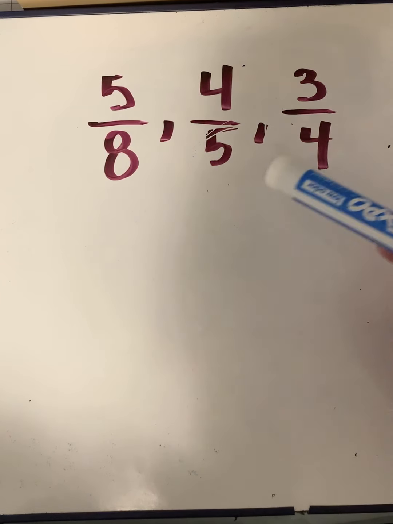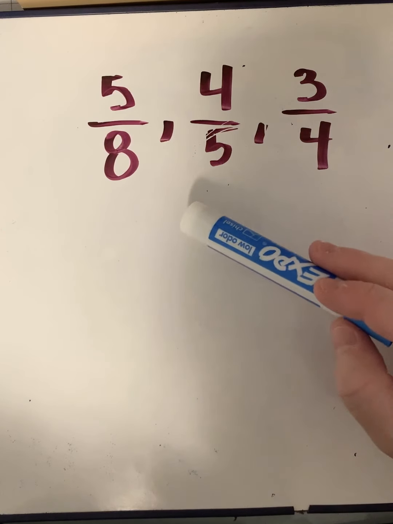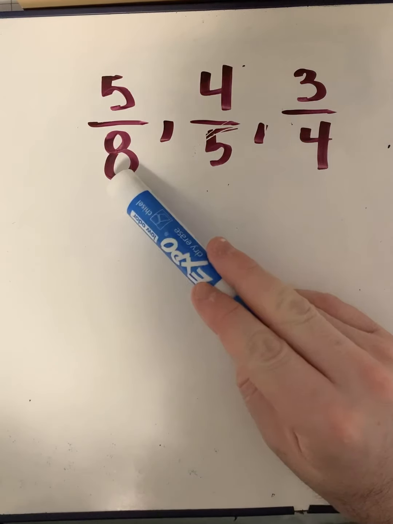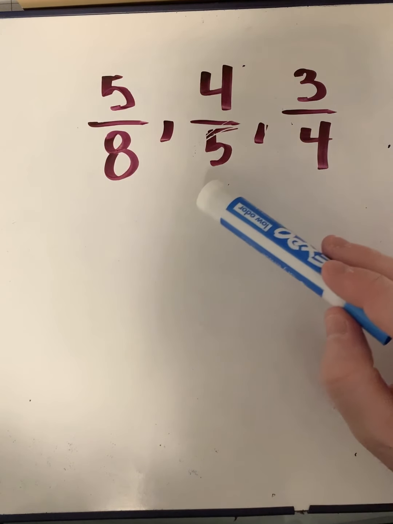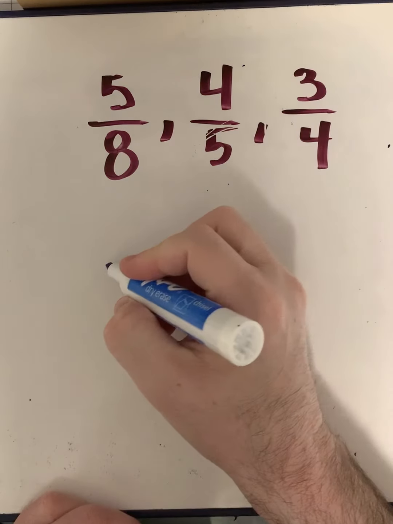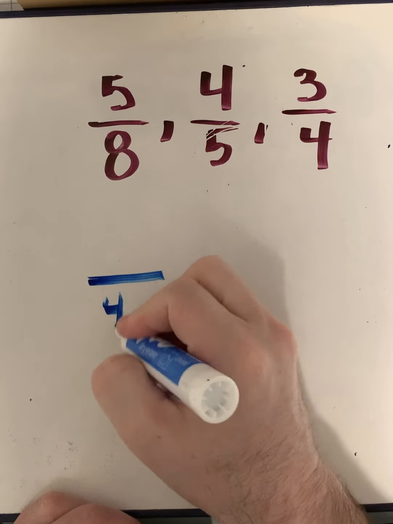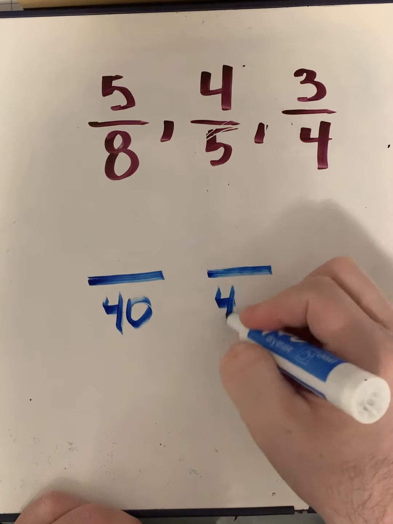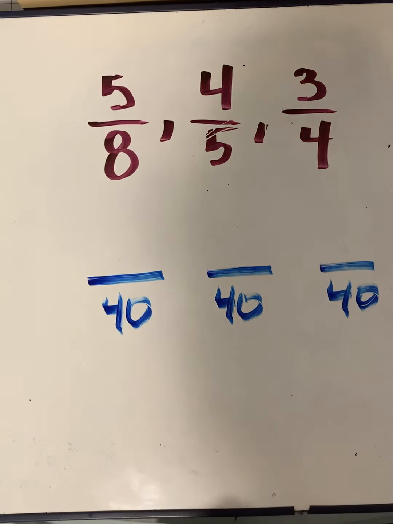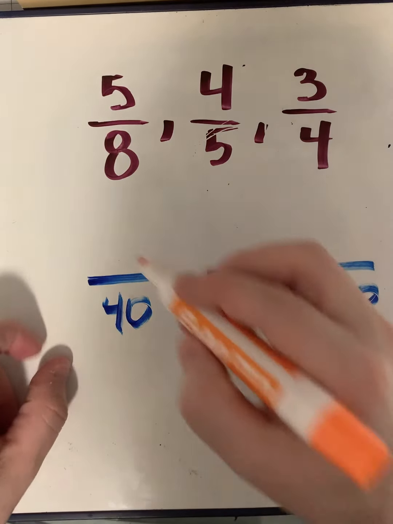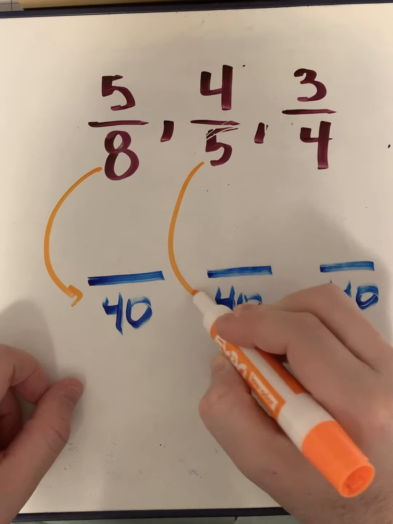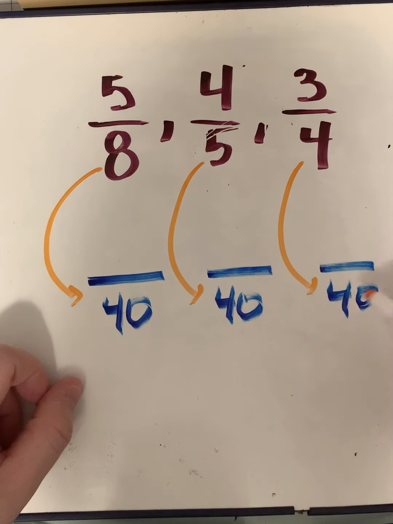8, 16, nope. 24, nope. 32, nope. 40, okay, let's think. So 40, I know 8 goes into 40. 5 definitely goes into 40, and 4 goes into 40. So that becomes my new denominator for all three of the fractions. At this point, I'm going to ask myself, okay, what did I do to get from here to here, from here to here, and from here to here?